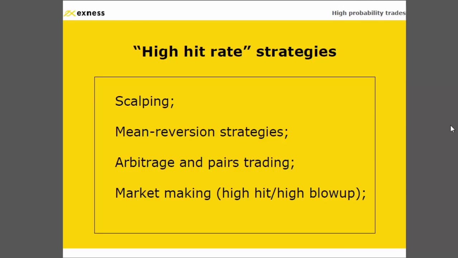Now let's talk about specific high hit rate strategies. By high hit rate, I mean that you are right very frequently, or at least you are expected to be right frequently. First of all, of course, it is scalping. It is not an easy way to generate profit. Possibly there are very few scalpers that have survived in the long run.